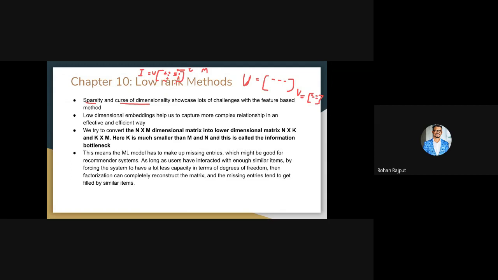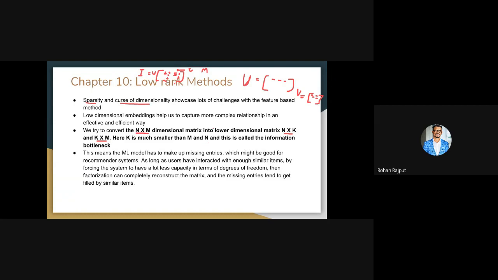Obviously we would like to use lower-dimensional embeddings that help us capture more complex relationships in an efficient and effective way. Why do we say efficient and effective? As we can see, we have this n cross m dimensional matrix. In this low-rank method, we are trying to convert it into lower-dimension matrices like n cross k or k cross m, where k is much smaller than n and m.